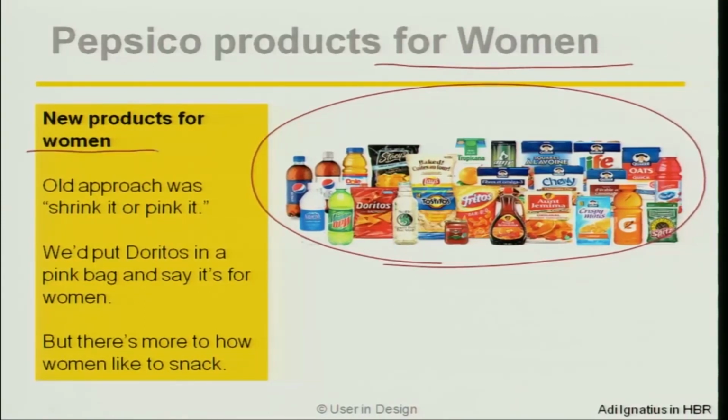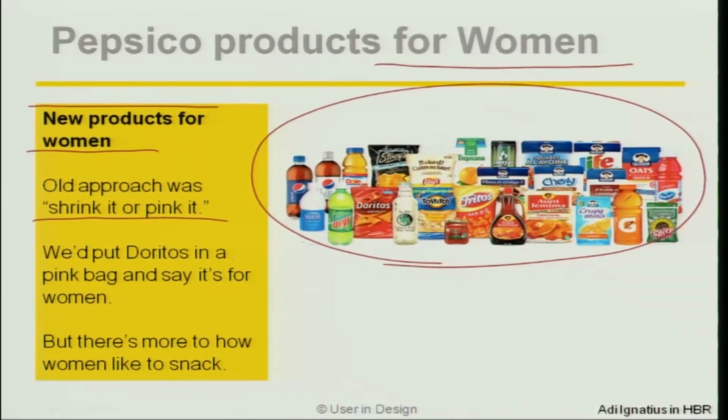They wanted to start a new line of products for women. They say that their old approach was "shrink it or pink it," which means if it's for women, make it smaller or make it pink in color. That was the standard formula, right? Well, that's not what women wanted. And there's a lot more to designing for women than just making it smaller and making it pink.